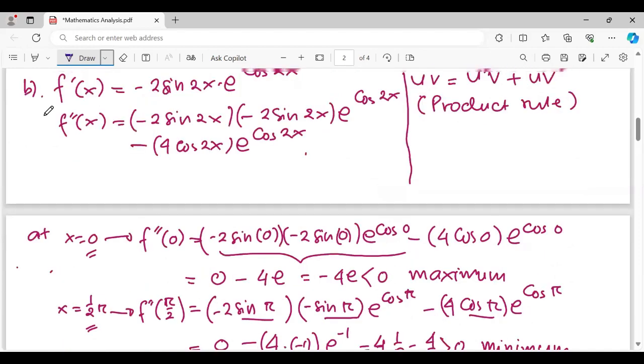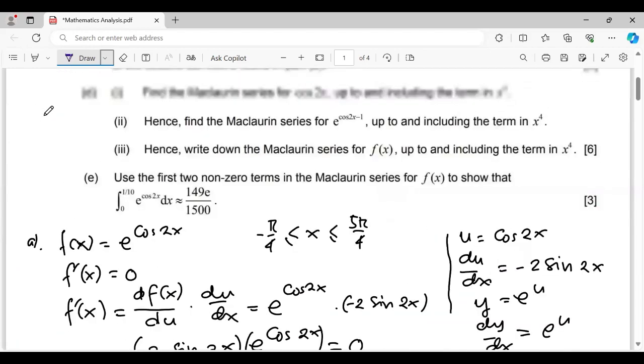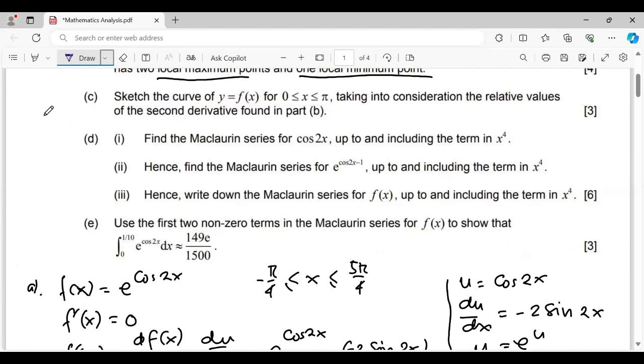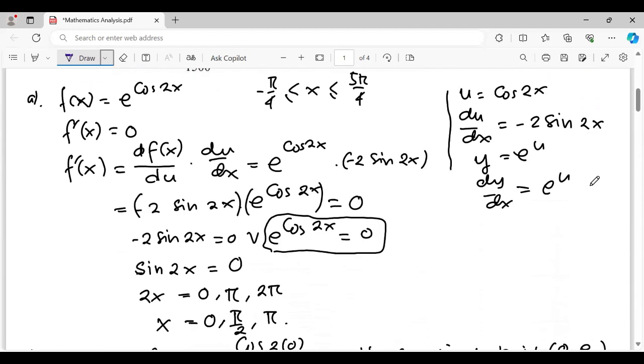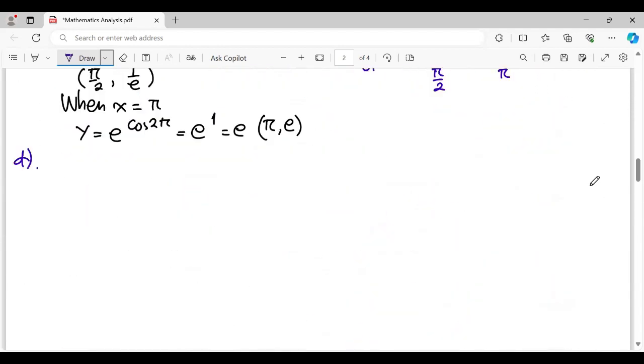Okay, now part D. Question D is about what? Find the Maclaurin series for cosine 2x first. After that, find the Maclaurin series for e to the cosine 2x minus 1, in terms of x to the power 4. And third, the Maclaurin series for f(x) as well, up to x to the power 4.